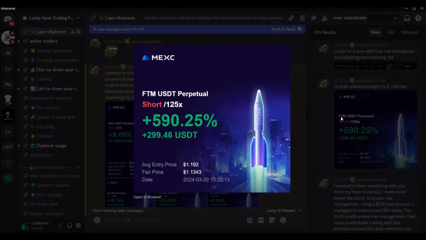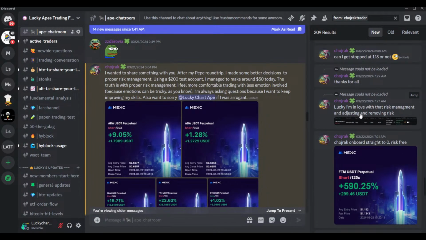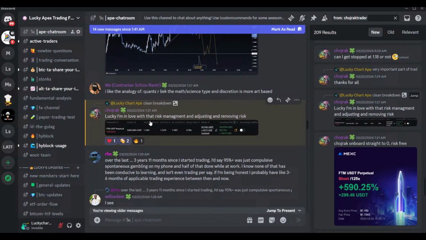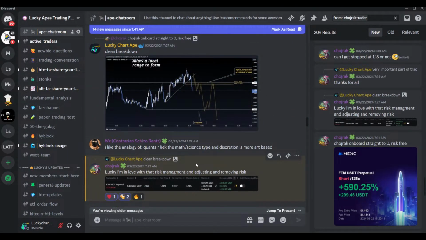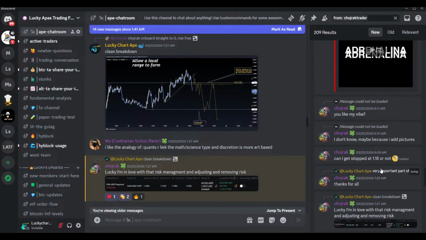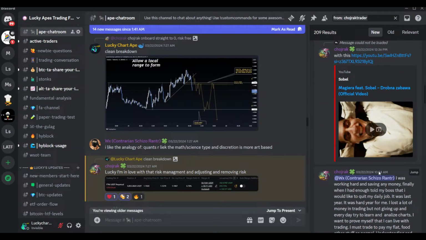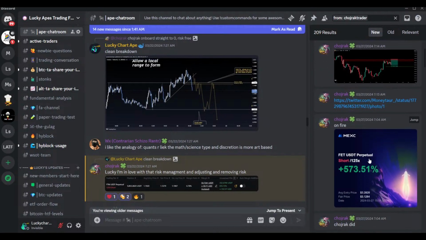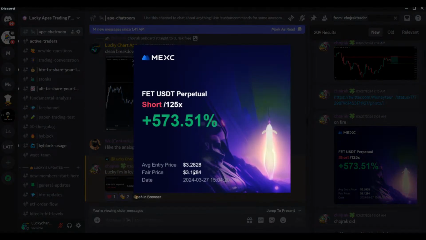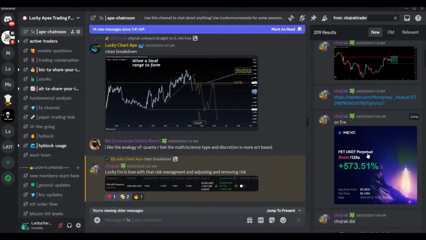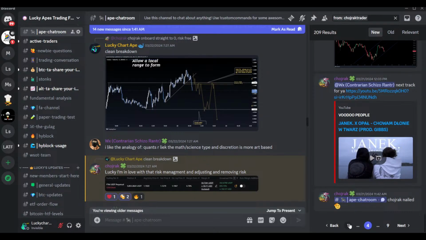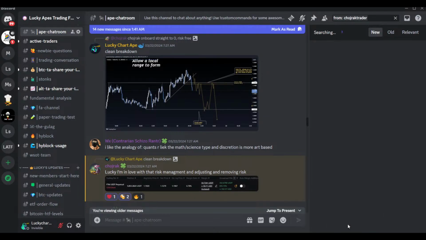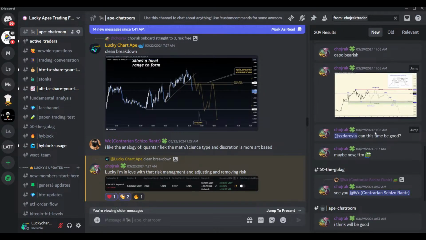Up $300 there, risk-free. Here he says, "I'm in love with that risk management and adjusting and removing risk." So here's somebody who didn't necessarily have these concepts of invalidation, risk management, predefining how much you could possibly lose on the trade and being completely okay with that. There was an evolution here: he shorted FET at $3.28, but using risk management, defining that risk. The idea is, it's not scary to take a short or a long at a key level if you're using risk management.